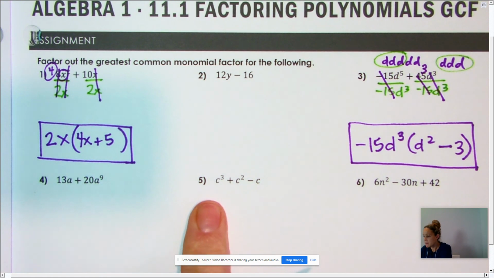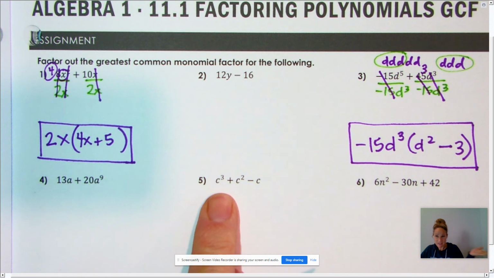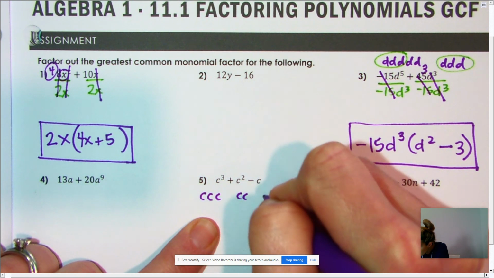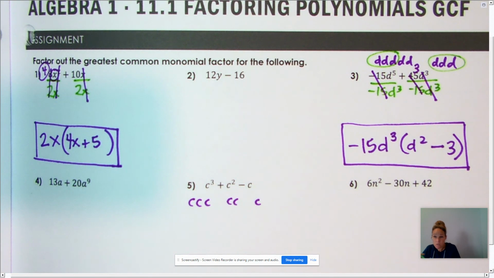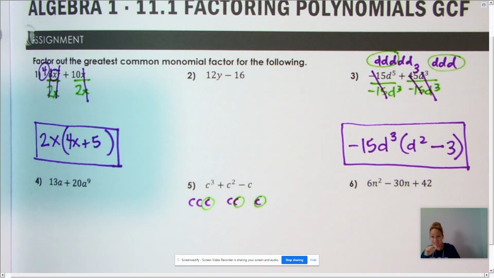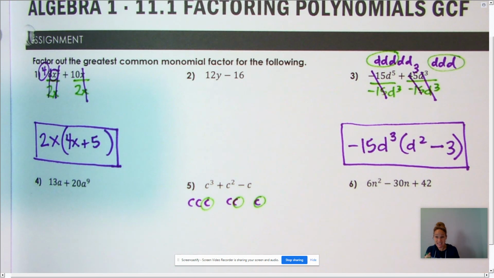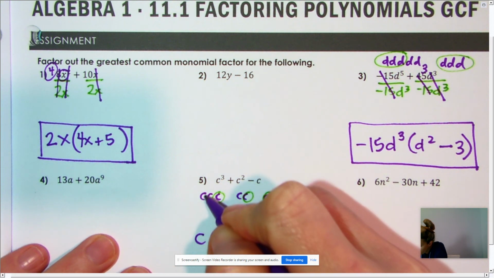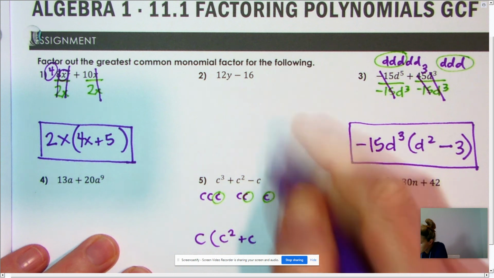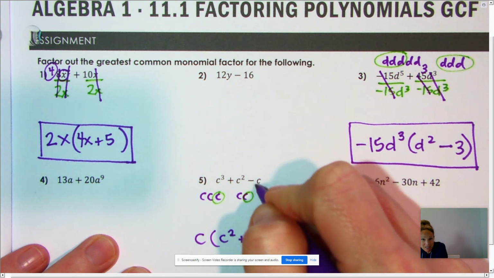All right, question number 5. There's no numbers on this one, super easy. So we're just going to say, what do they have in common? 1, 2, 3 C's, 2 C's, and 1 C. What's the most that they have in common? Well, the most I can circle that's the same in all of them would be 1 C. So I'm going to pull that out and put a C on the outside. I've got 2 C's left here. I've got 1 C left here. Don't forget this one has a negative stuck to it.